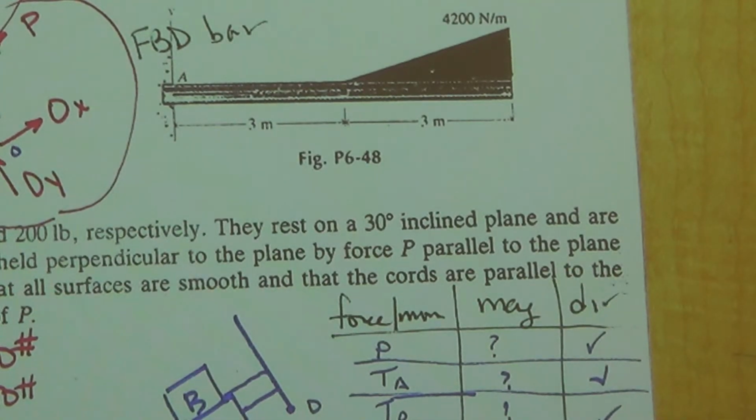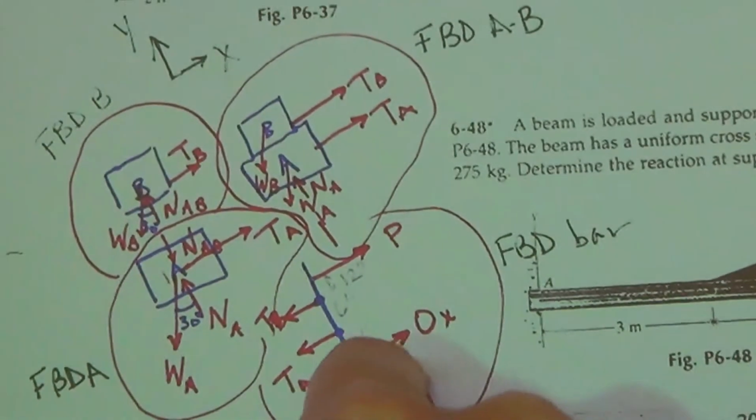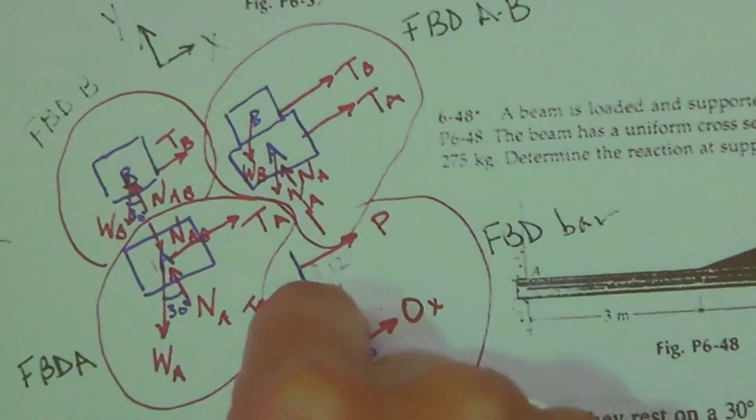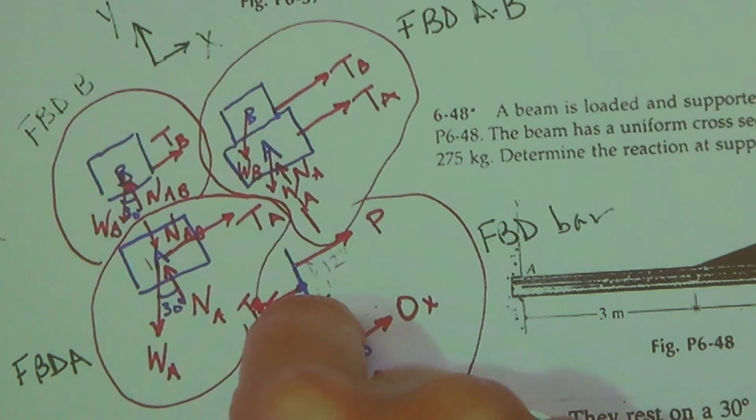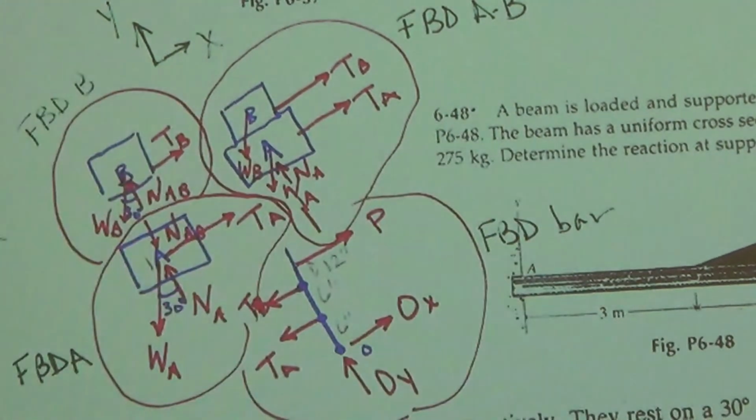Okay? But what is cool about this problem is we knew we definitely would need to draw a free body diagram of the bar because that's the only place P is. Right? And then we would have to find something with TA and TB, so I would need 2 other free body diagrams. Rachel, you had a question?